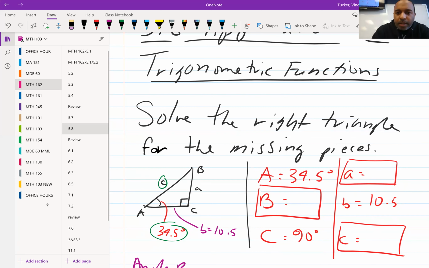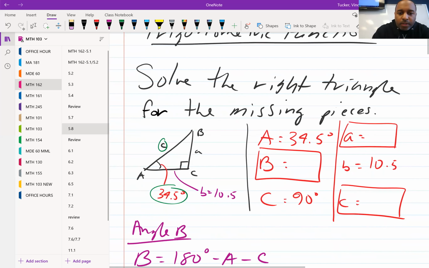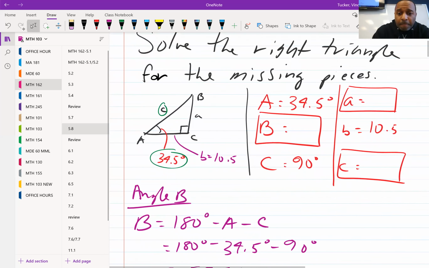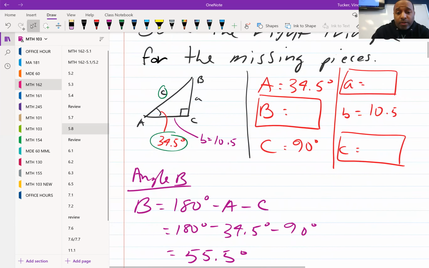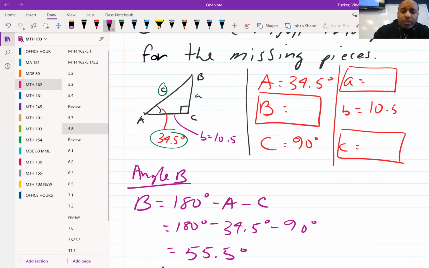All right, so let's look at the first piece. You notice the easiest one to go ahead and find is angle B, because if you know two angles, then you can find a third angle because all of your angles of your triangle add up to give you 180 degrees. So we'll just subtract both A and C from 180, and that'll be 55.5 degrees. All right, any problems with angle B?